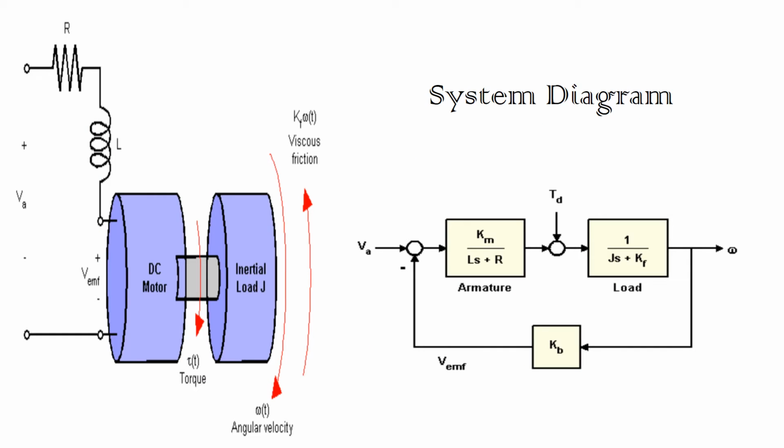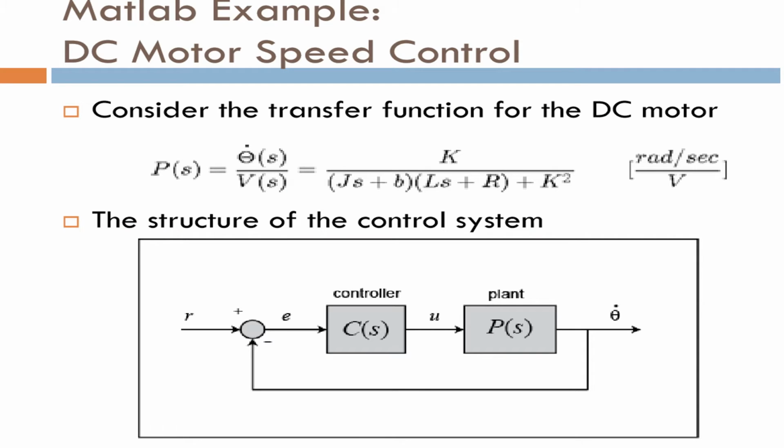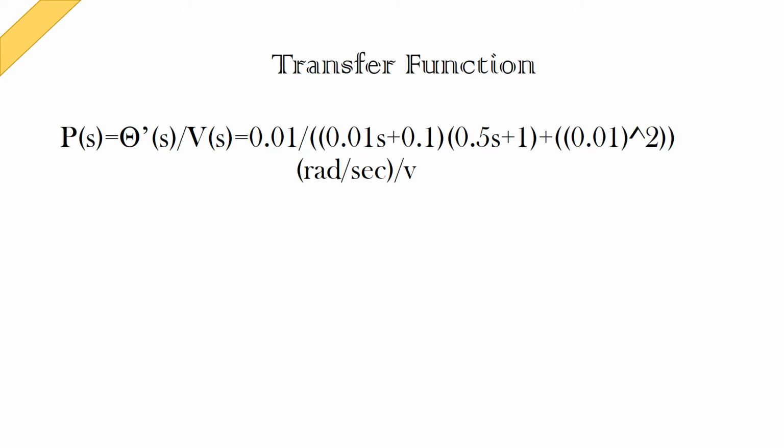Here's my system diagram. On the right, I have the mathematical equations for the armature, the load, and the gain. On the left, here is just a regular general DC motor picture. Here are our general functions for just the DC motor. On the bottom, this is the structure of the control system, just the general structure. This is my particular transfer function. I use particular parameters shown in my MATLAB code that I plugged into this formula.